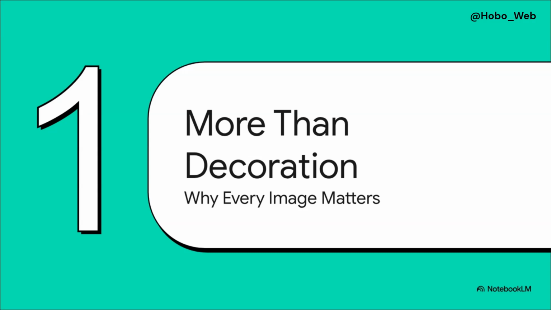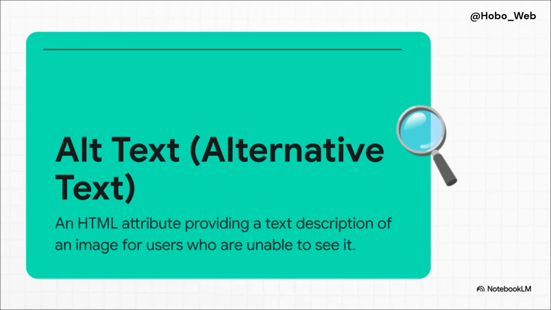Okay, first up, let's really establish why images are so much more than just pretty decorations. They are a fundamental part of your content, and they have a really important job to do. The main tool we have for this job is called alt text. It's just a simple little piece of HTML that gives a text description of an image. Now, this is what a screen reader will announce to a user who's visually impaired. But, and this is key, it's also a powerful clue that helps search engines like Google understand what your content is really all about.